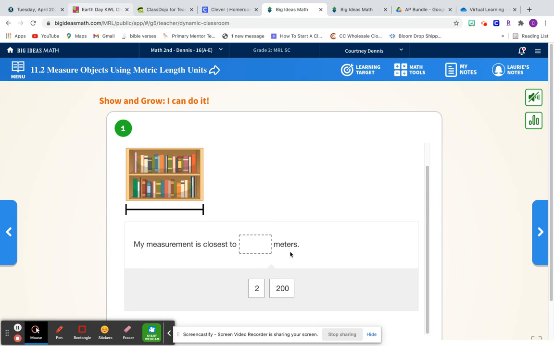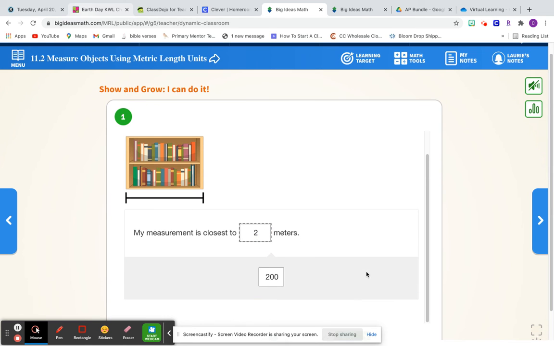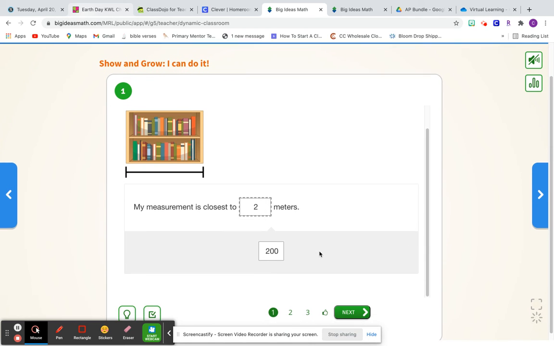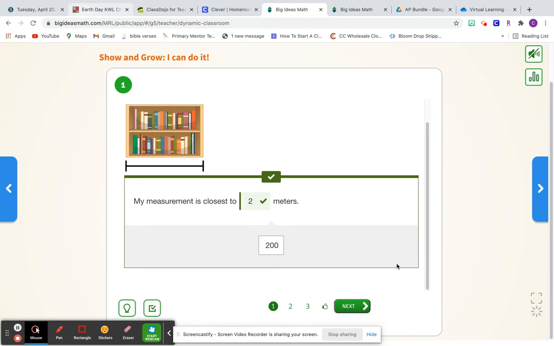It's asking in meters. So we said the door was about 1 meter. And now if it were asking in centimeters, we could say 200. But since it's asking in meters, this would be about 2 meters. So make sure you pay attention to the units, whether it says meters or centimeters. Let's check our answer.